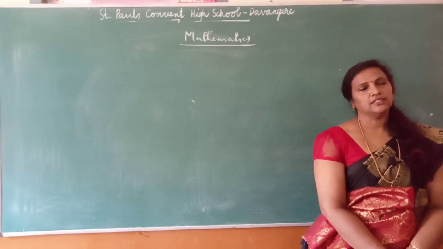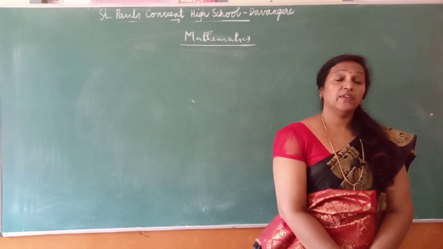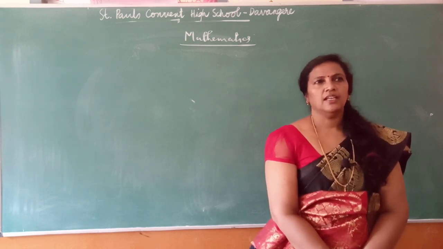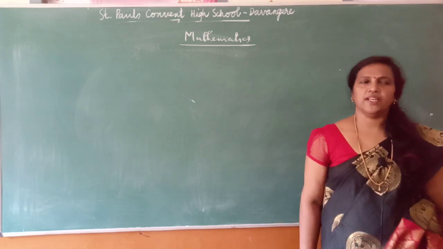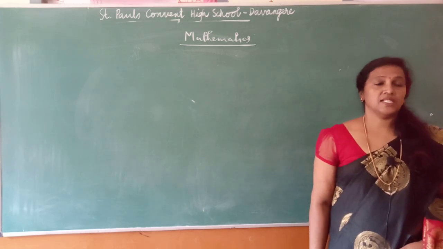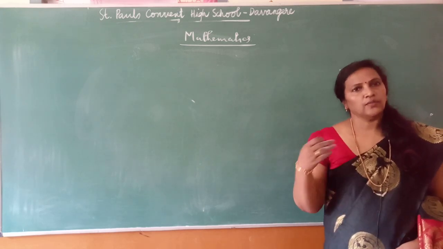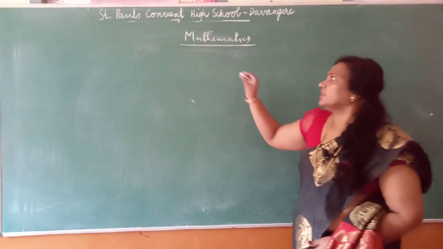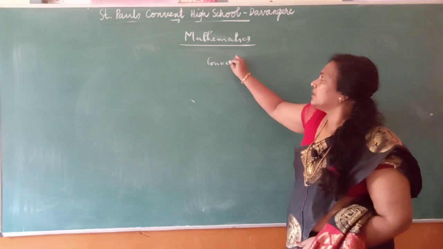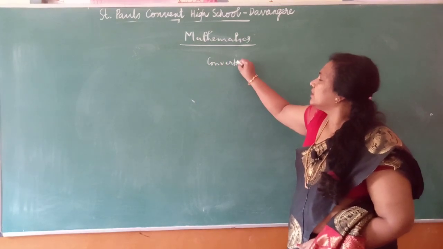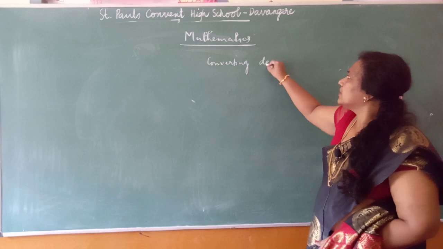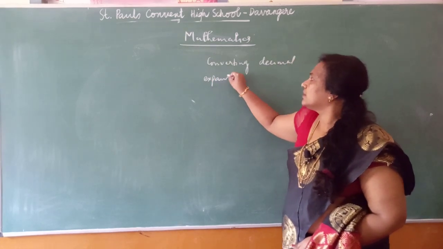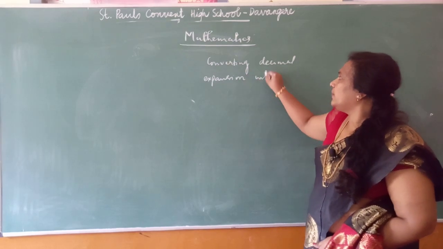Children, you have learned to find the rational numbers between two numbers. Now, let us see the other type of examples. For example, if a decimal expansion is given, how will you convert it into fraction form, means in the form of p by q? So, conversion of decimal expansion into p by q form.